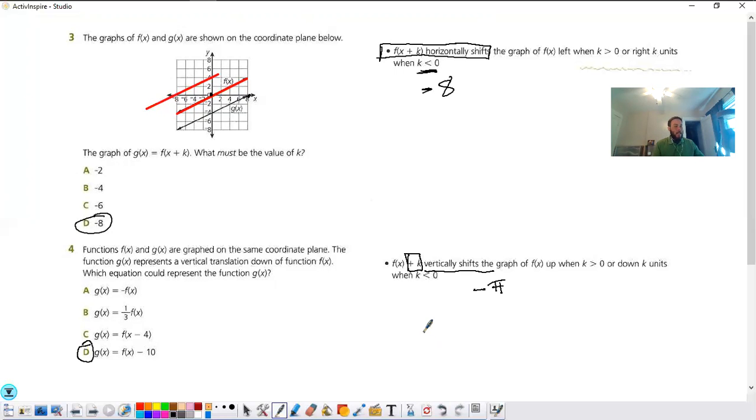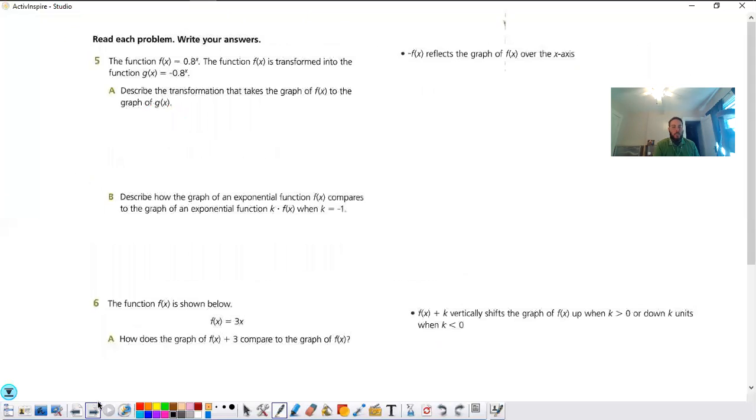All right, taking a look at the last couple questions here, questions 5 and 6. Question 5 says f of x equals 0.8x.